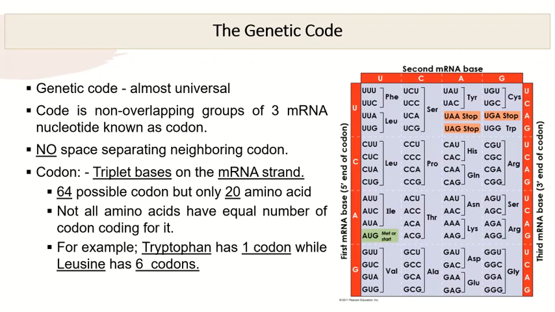That's how we read the table. We start with the left one, the first mRNA base, which is normally located at the 5' end of the codon. Then the second mRNA base, in the middle, and the last one is the third mRNA base at the 3' end. So if I ask you about methionine, the green box there, the specific codon for methionine is AUG only.